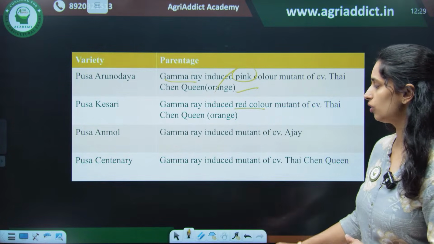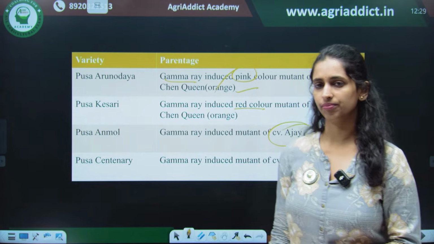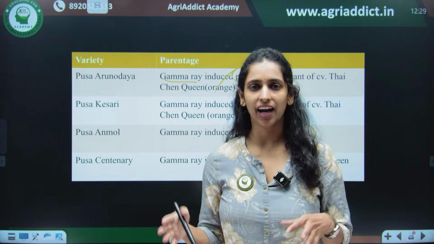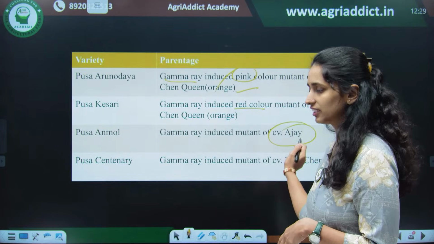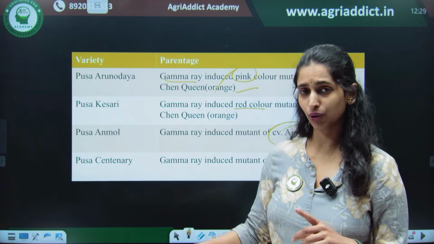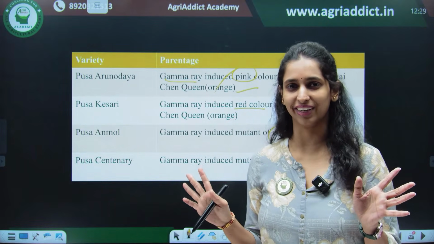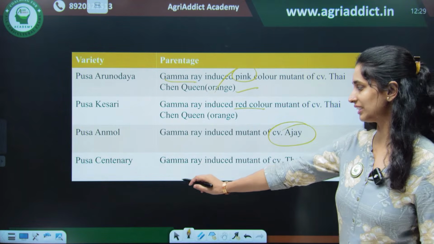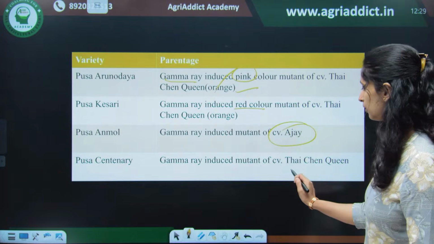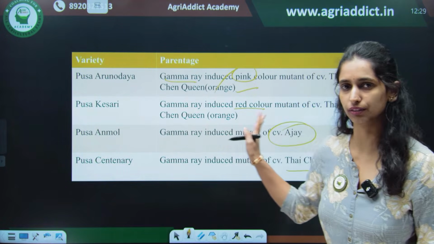And Pusa Anmol, which is a mutant of cultivar Ajay. In classes, I will tell na, Anmol and Ajay were friends. So you can remember like that, because others are from the Taichin Queen. So you can remember Ajay and Anmol, they are friends. Okay. And Pusa Centenary. Centenary is a mutant of Taichin Queen. So you remember these four.